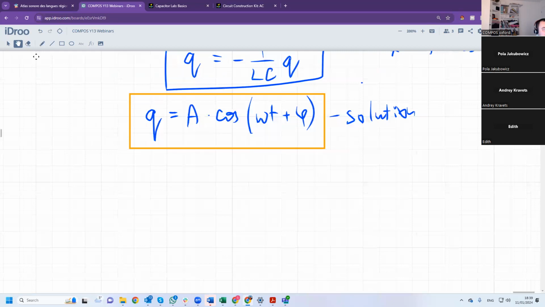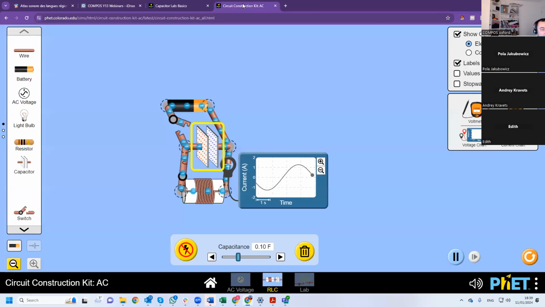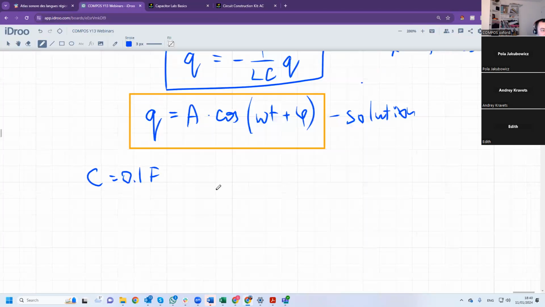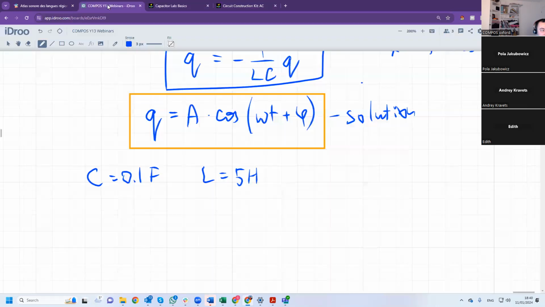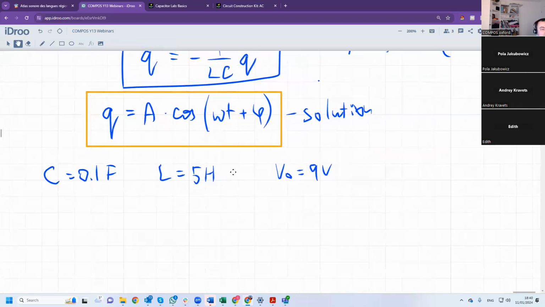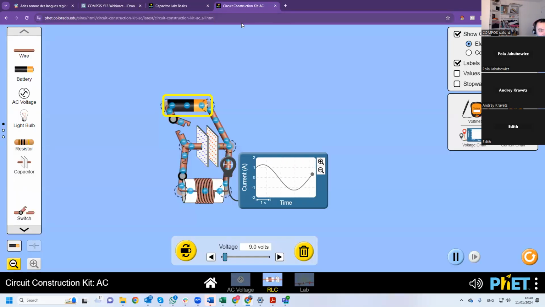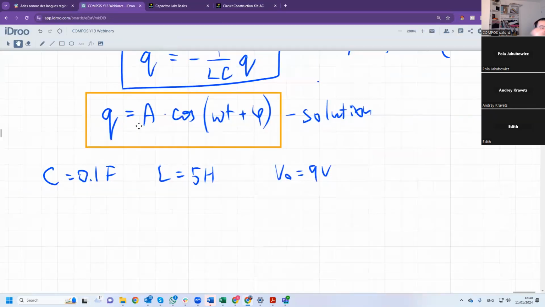Capacitance is 0.1 farads. Then the inductance is 5 Henry. The initial voltage is 9 volts. V0 is 9 volts. And what else? I think that's all we need.